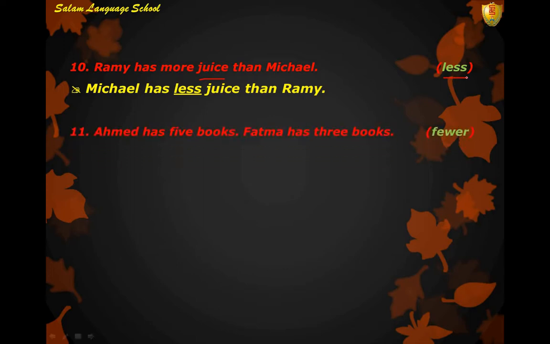11. Ahmed has 5 books. Fatma has 3 books. And in brackets here we have this word, fewer. So we'll start the sentence with Fatma. Fatma has fewer books than Ahmed.